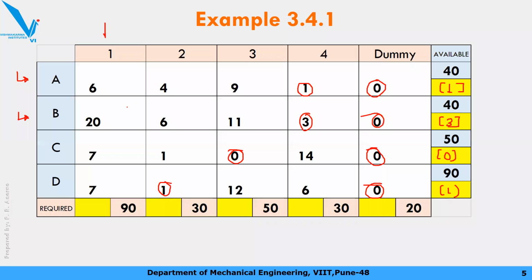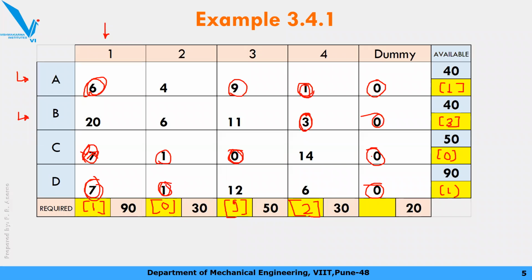Apply the similar approach for columns. Column number 1: the smallest number is 6, the second smallest number is 7, so the difference is 1. So the penalty will be 1. In column number 2, the smallest number is 1, the second smallest number is also 1, so the difference is 0. Third column, smallest number 0, second smallest number 9, so the penalty will be 9 here. In the fourth column, the smallest number is 1, the second smallest number is 3, so the penalty will be 2.